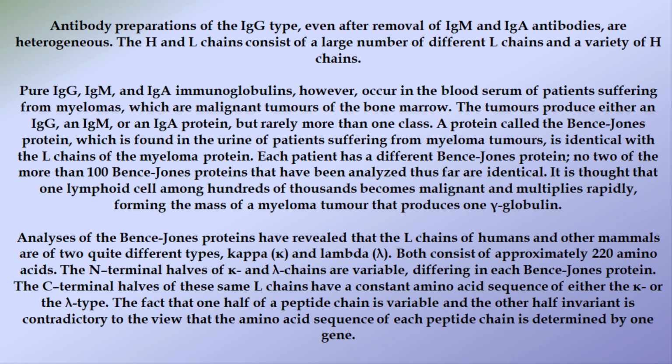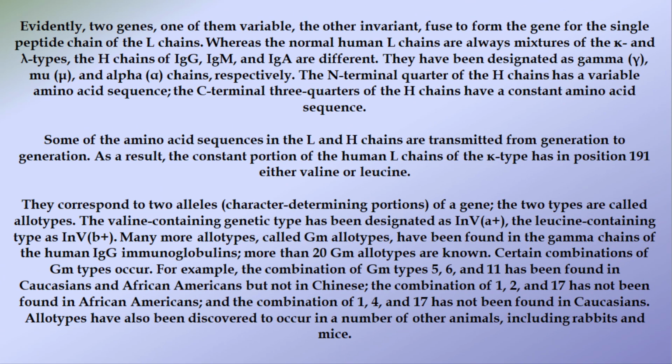The fact that one half of a peptide chain is variable and the other half invariant is contradictory to the view that the amino acid sequence of each peptide chain is determined by one gene. Evidently, 2 genes, one of them variable, the other invariant, fuse to form the gene for the single peptide chain of the L chains.